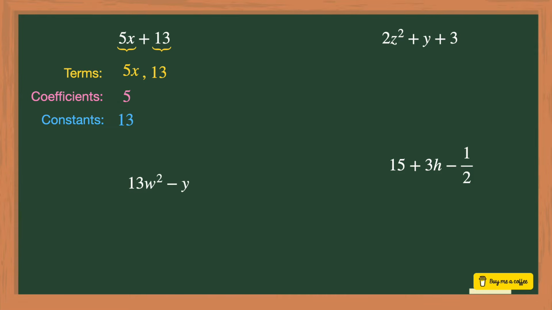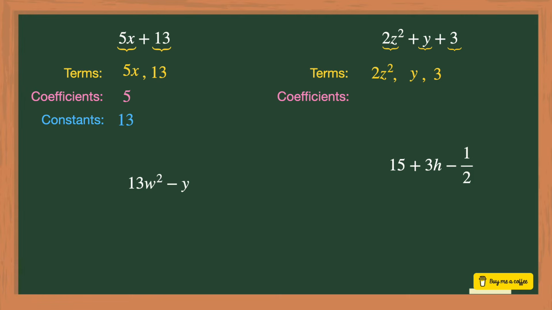Now let's look at the expression 2z squared plus y plus 3. This expression has the unique challenge of identifying all of the coefficients. So you will want to pay close attention to this one. We'll start by looking for the terms. There are 3 terms, 2z squared, y, and 3. Now for the coefficients. Since there are 2 variables in this expression, there are also 2 coefficients, because every variable in an expression must have a coefficient.